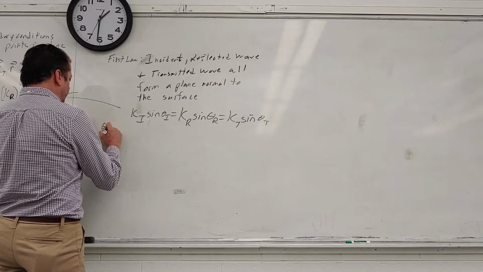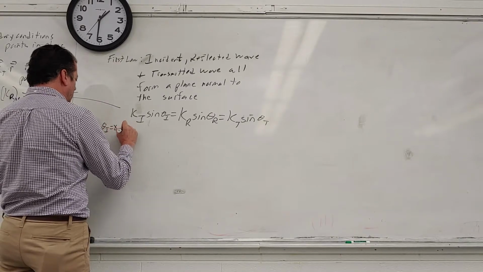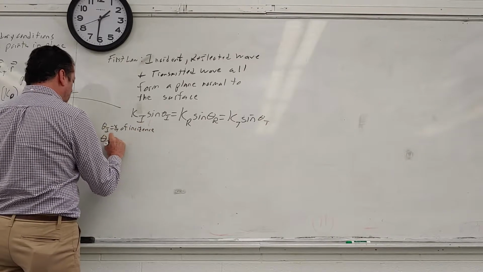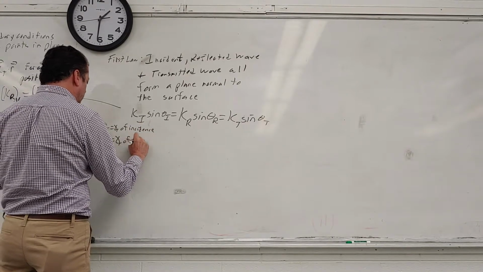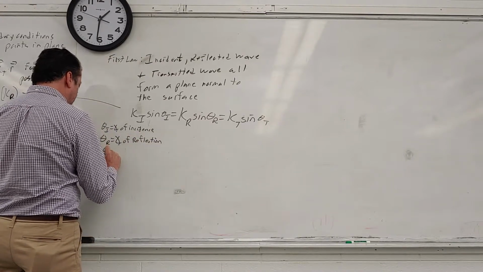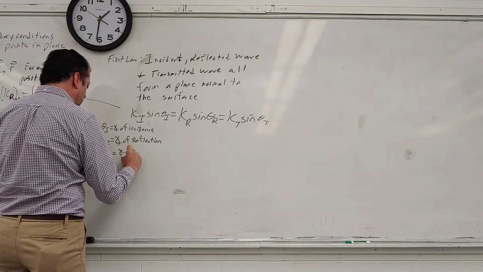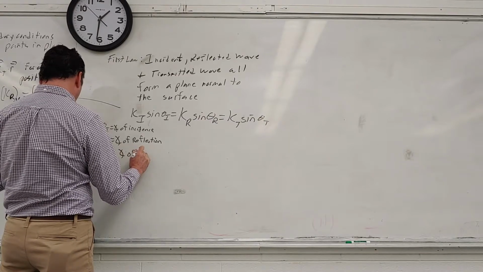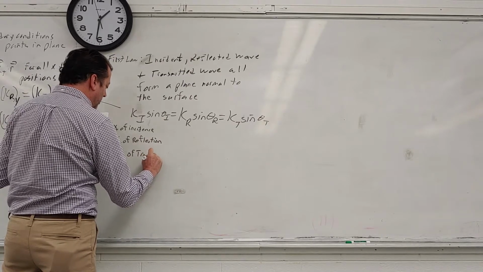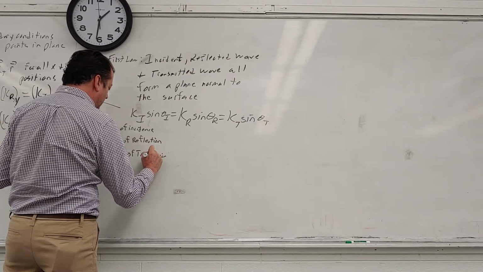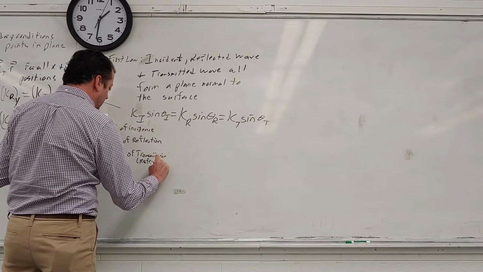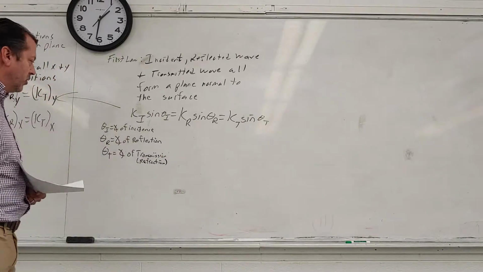Let me define some terms. Theta I is the angle of incidence. Theta R is the angle of reflection. And theta T is the angle of transmission, or that's what we call it based on what we've been doing, but it's normally called the angle of refraction. If you took a basic physics course, you've heard this before.